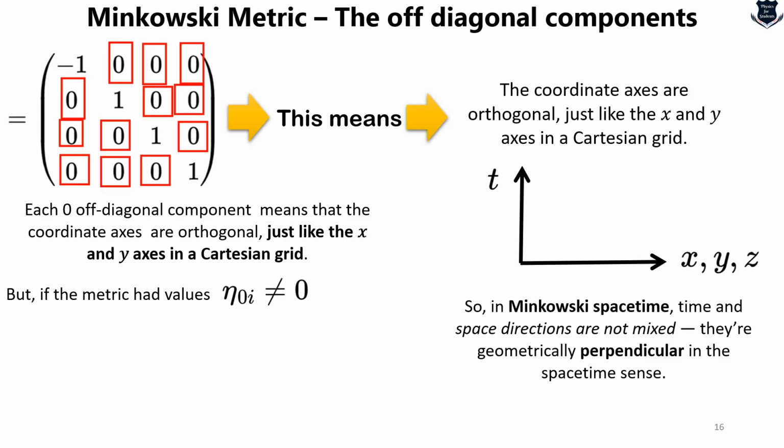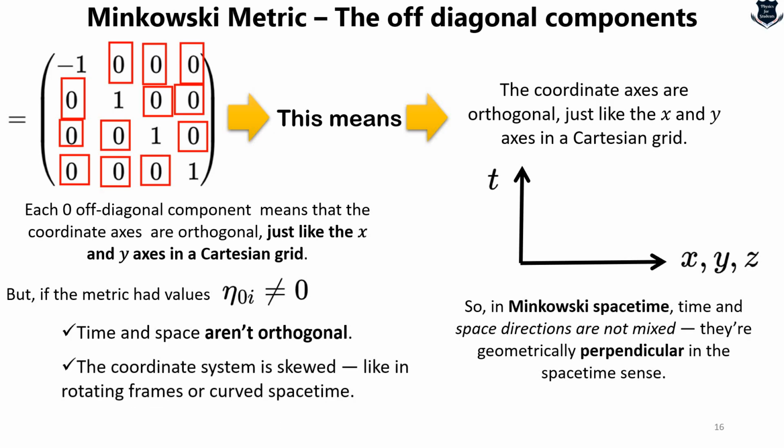Now if the metric had values, that means if eta 0i, I mean to say 1, 2, 3, whatever, up to i, is not equal to 0, then time and space would not be orthogonal, right? And the coordinate system would have been skewed, like a rotating frame or a curved space. We will soon look into what I mean by skewed and how things change. But this is orthogonal, the values are 0 and it is not skewed.